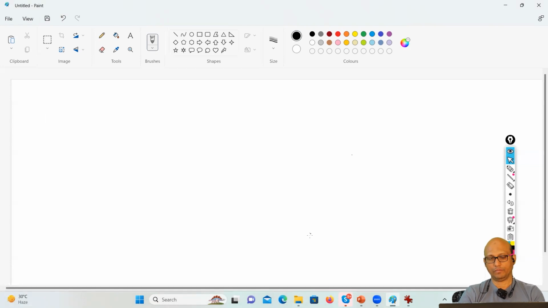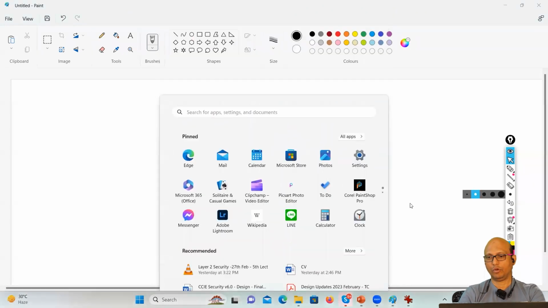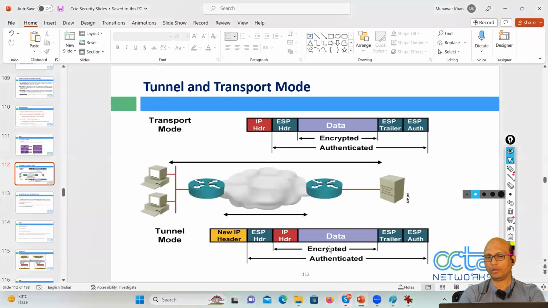Now in the tunnel mode, I told you the whole data is getting encapsulated. The whole IP packet, including the IP headers, is getting encapsulated or encrypted, and then finally the new headers are being inserted. So it is one of the safest modes in IPsec. But in transport mode, you are not doing like that.